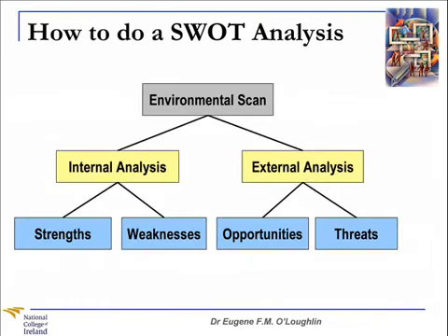So how do we do a SWOT analysis? Well, the first thing we do is we do an environmental scan of our organization. And we do this by dividing our scan between internal analysis and external analysis. Let's take a look at the internal analysis first. These are our strengths and our weaknesses. So these are things that are internal to our organization.